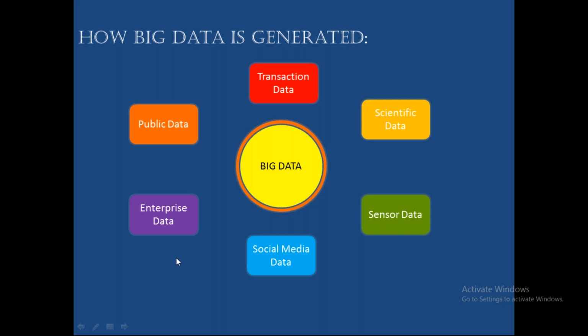Maybe we can see how many people are changing by reading a particular article. That is completely public data. Anybody can write, anybody can read. These are a few areas from which we are getting data, but not only these; we have many more ways of getting data.